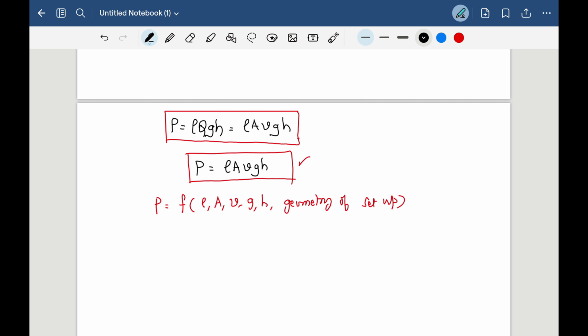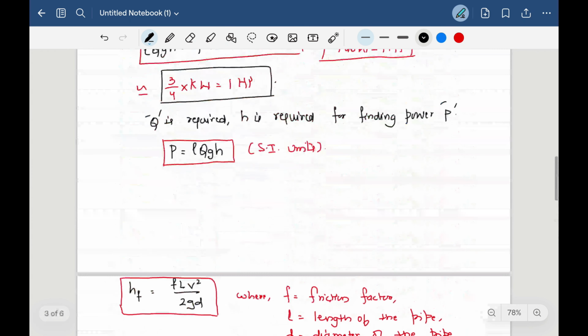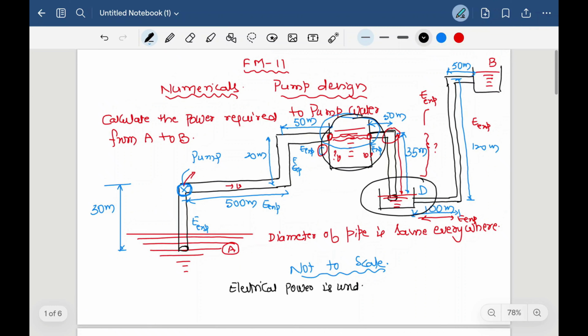The numerical in this class is only for concept understanding. You can try the question only up to half. For example, from A to C, you can try. From C to B, we can try separately. We will break the system up to C. C to B we will try separately, and A to C we will see separately. What is the difference between C to B and what is the difference between A to C? That we will see definitely.